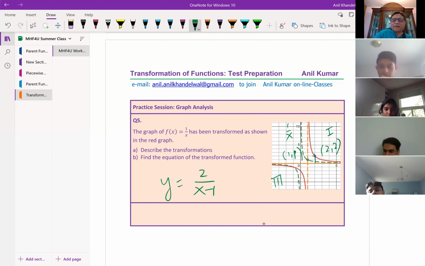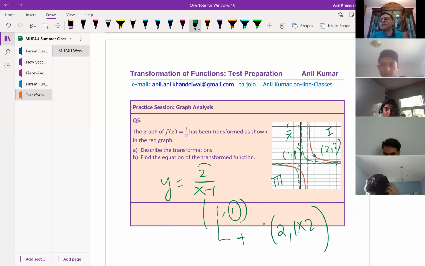So this one I understand, the point is 1, 1. The x value plus 1 gives me 2, right? But the y value from 1, how do I get 2? Times 2, right? 1 times 2. So I have stretched by a factor of 2 and got 2 in the numerator. Is this clear? Sir? Yes.